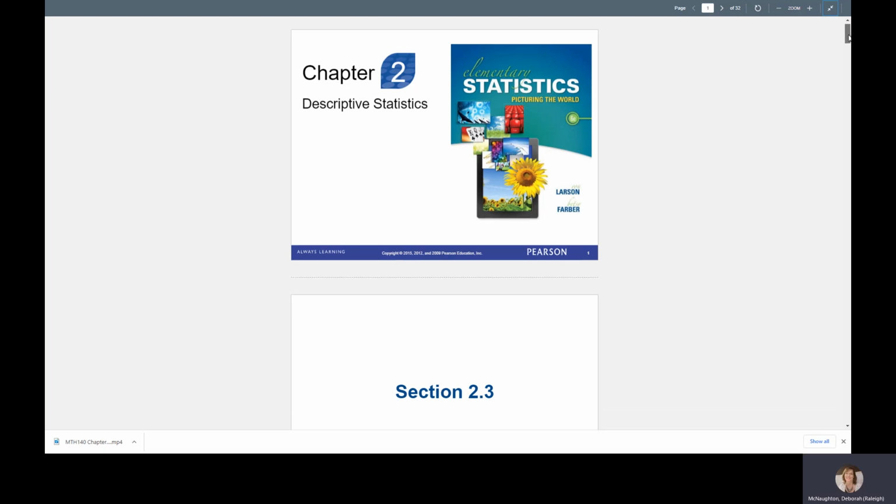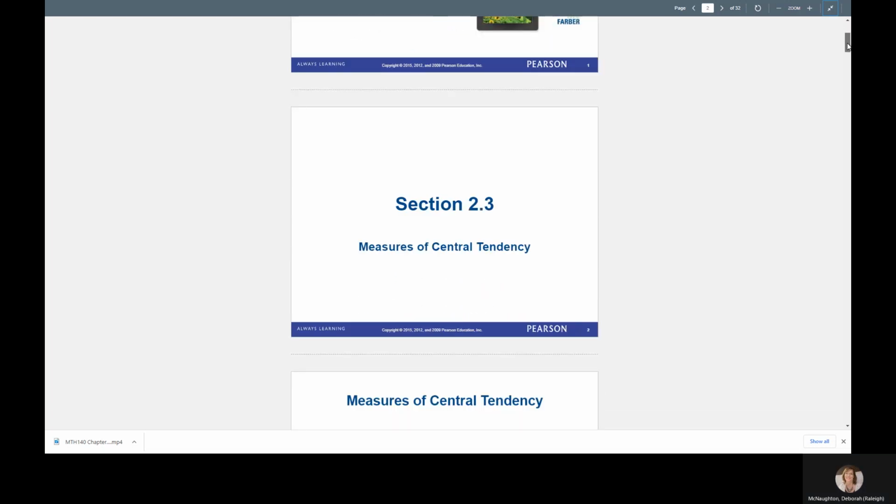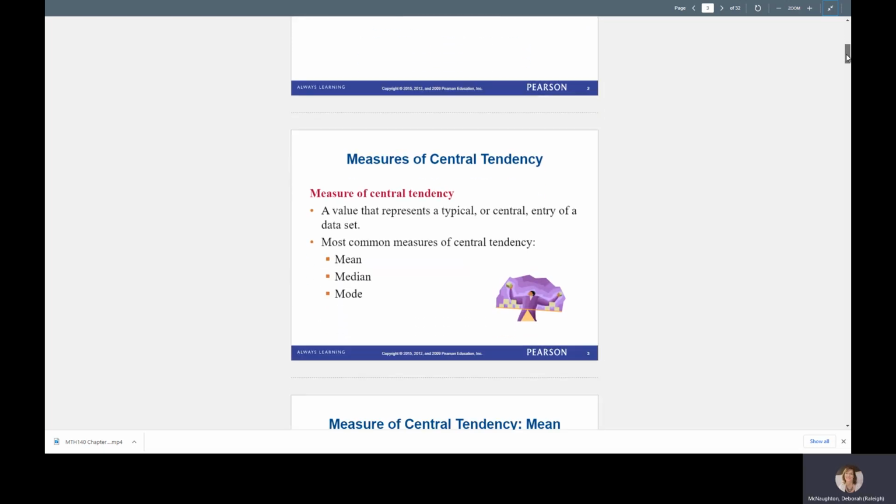All right, section 2.3 is on measures of central tendency. Measures of central tendency are values that represent a typical or central entry of a data set. They're really used to represent the center of the data, or the middle. The most common measures are the mean, the median, and the mode, although the mode doesn't necessarily measure the center of the data. So let's start with the mean.